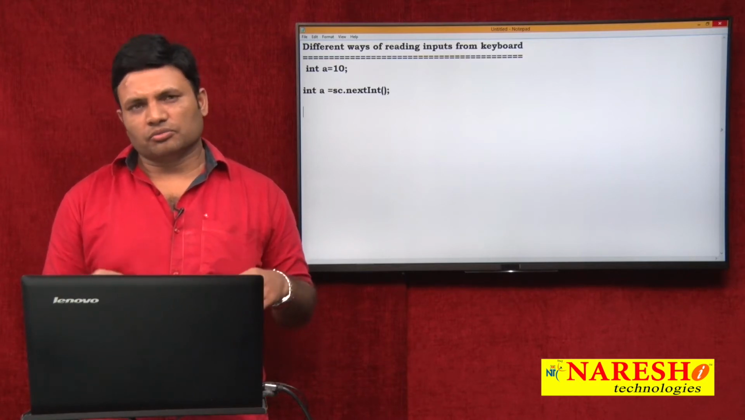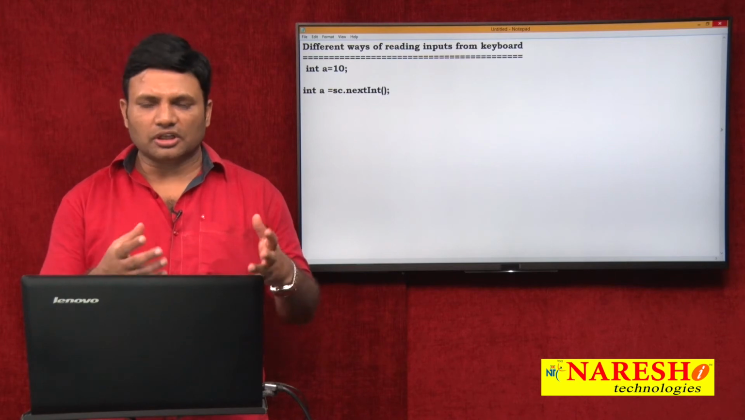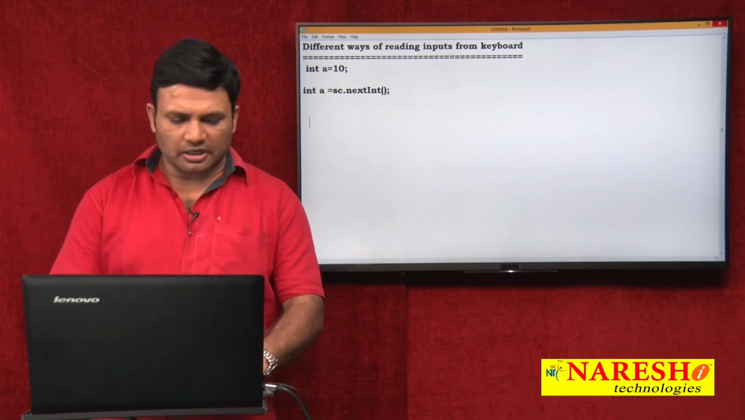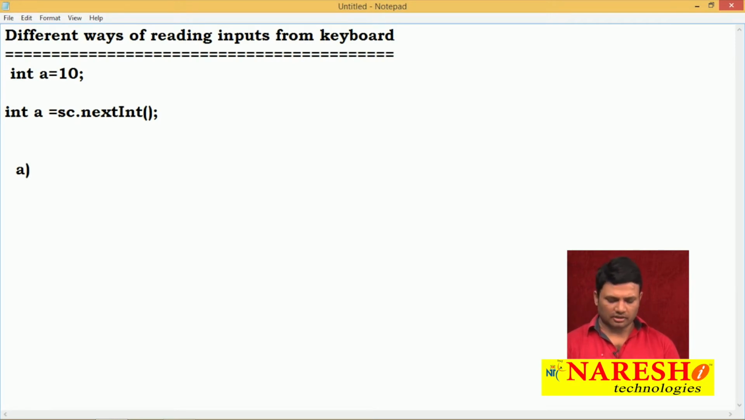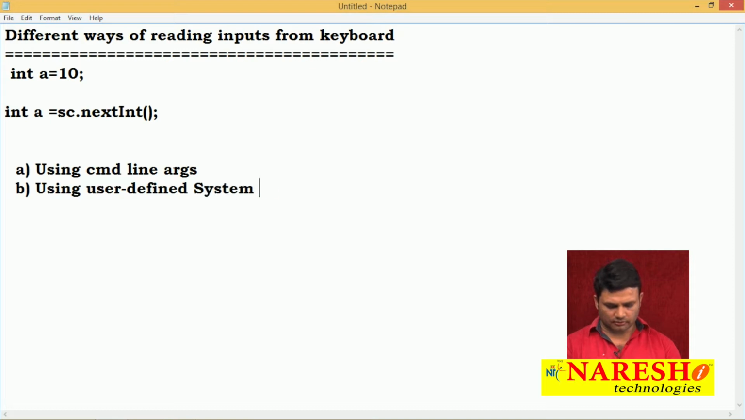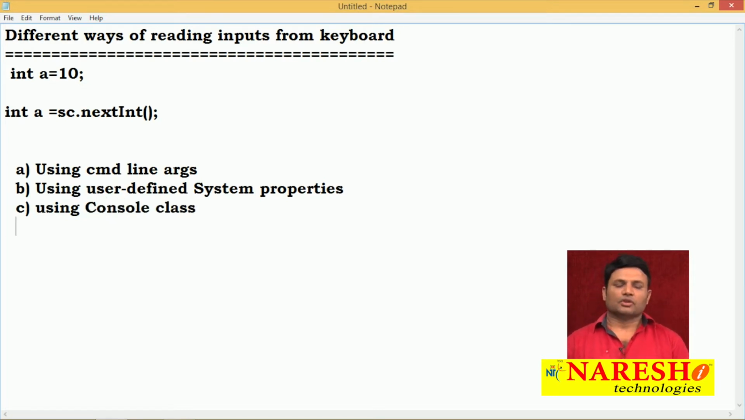So ultimately, to pass input values to an application from the end user through the keyboard, in the process of soft coding, we have to think about this particular discussion. There are multiple ways. Number one, using command line arguments. You know that, command line args. Next, using user defined system properties. Next, using the Console class. We have to take the support of Console.